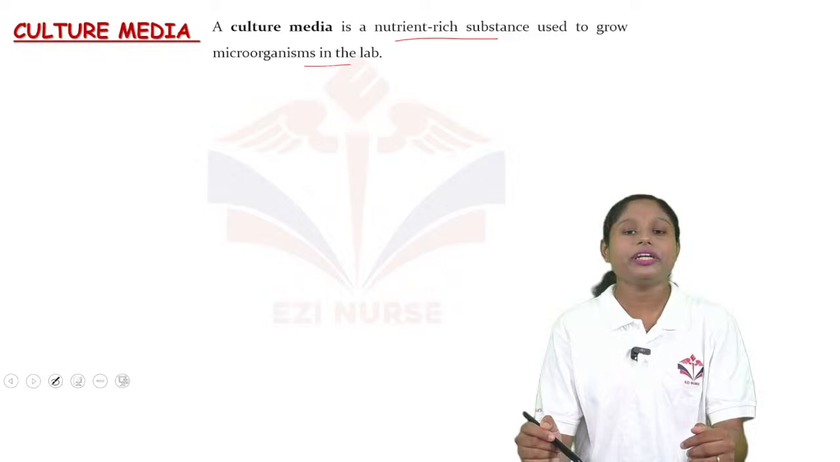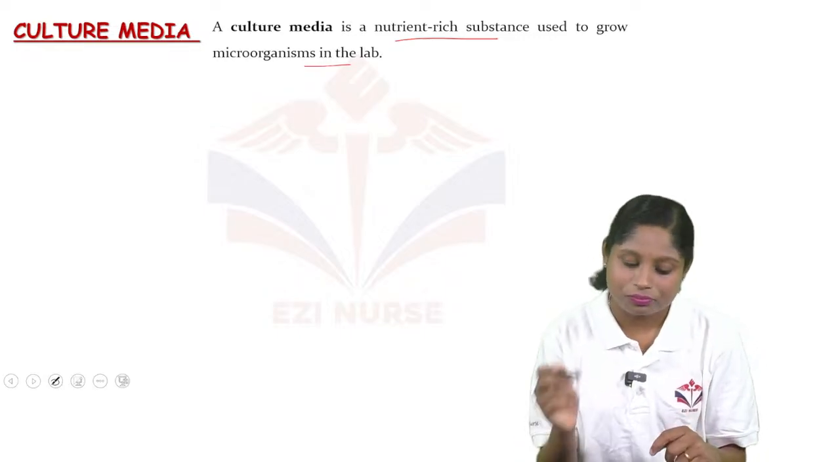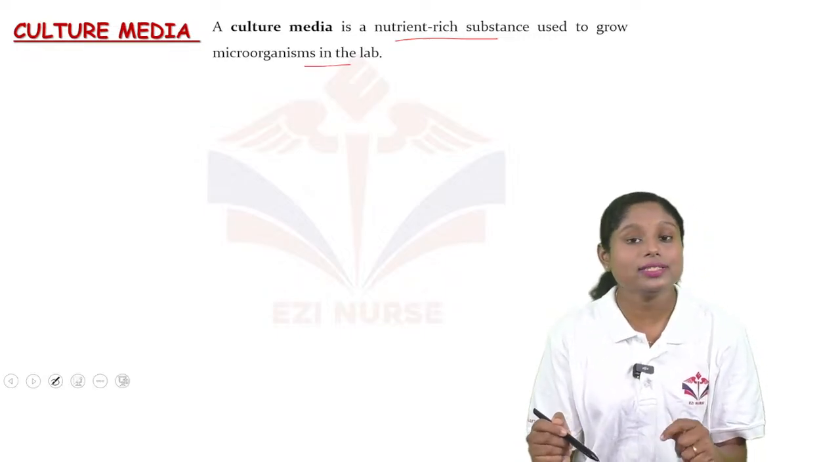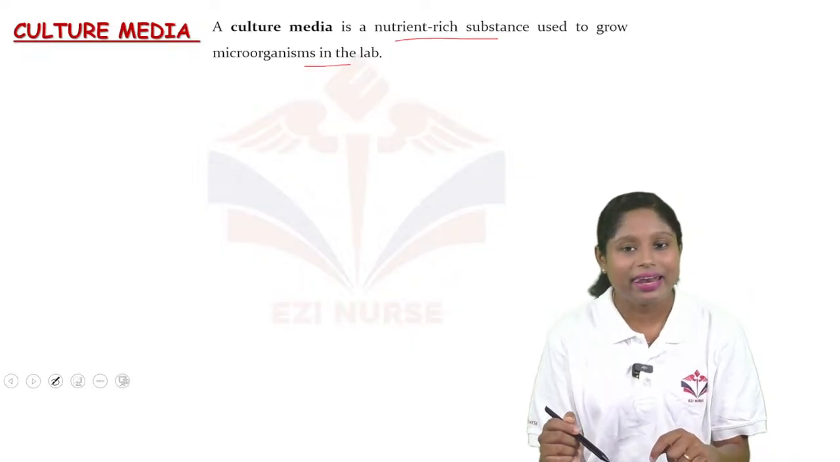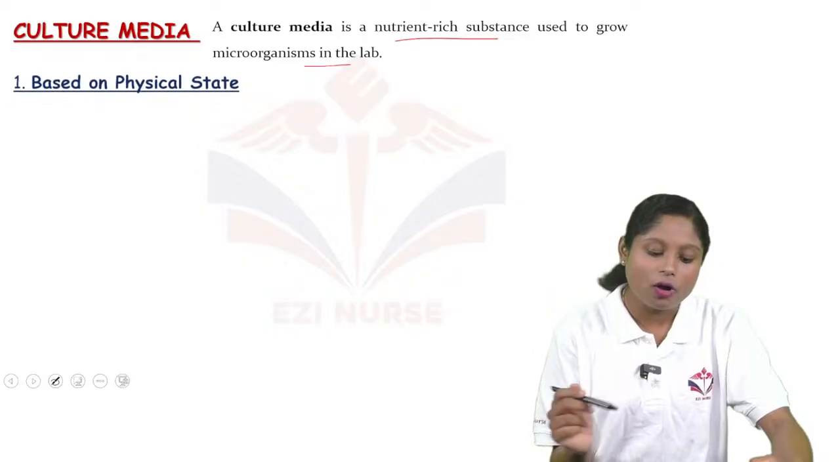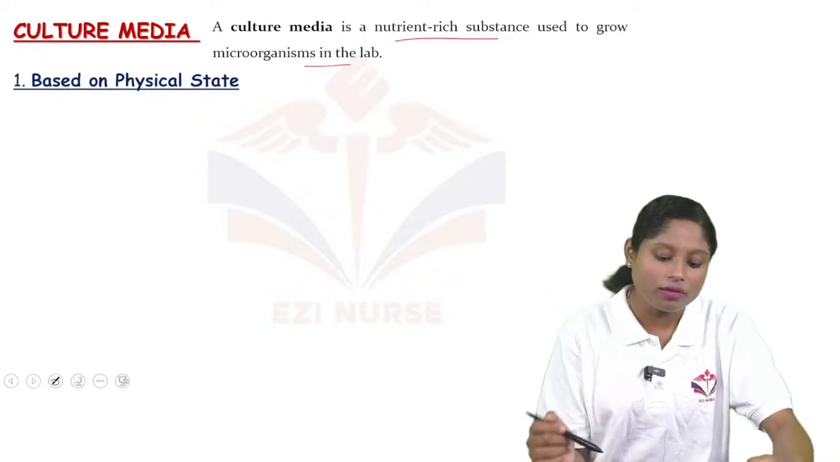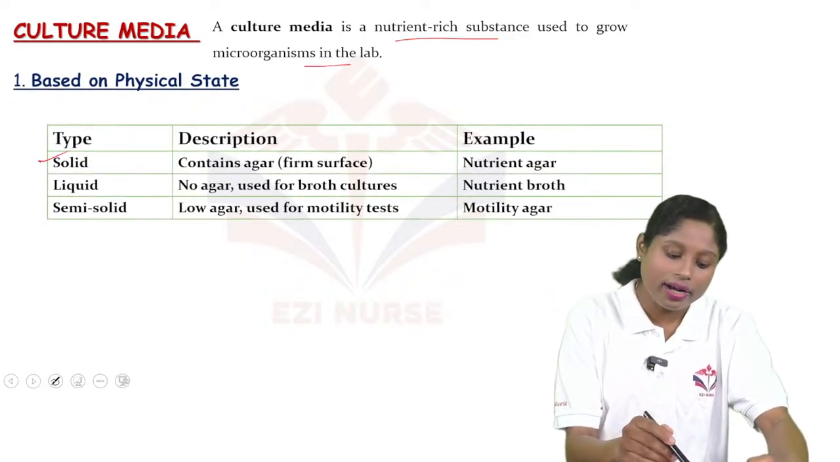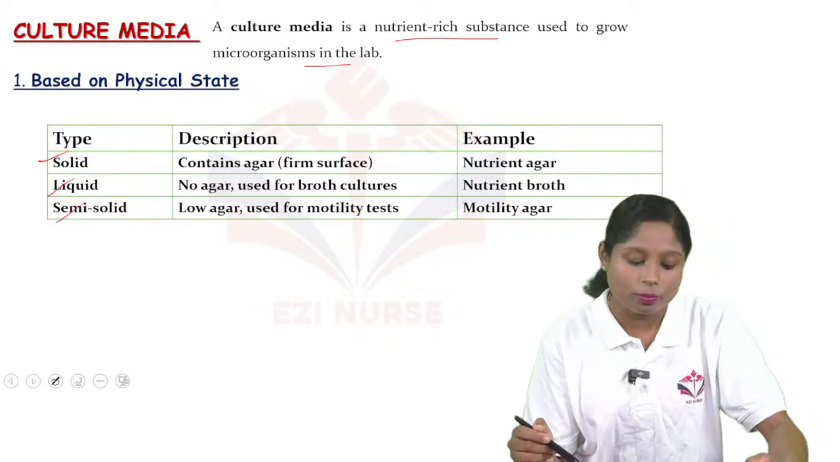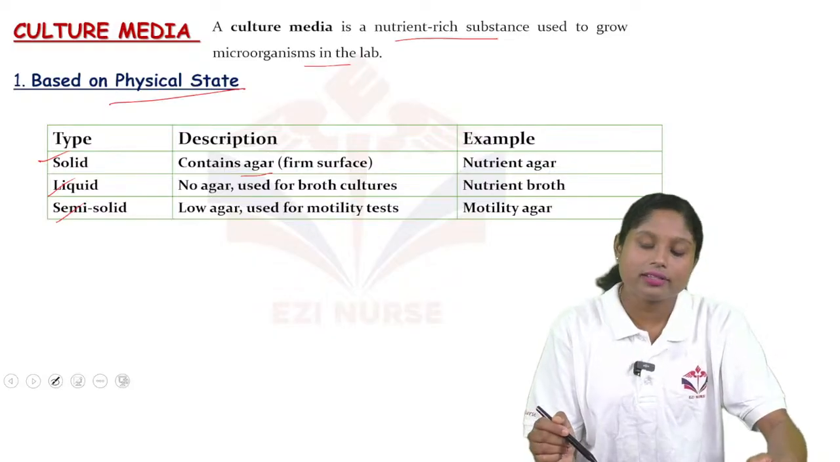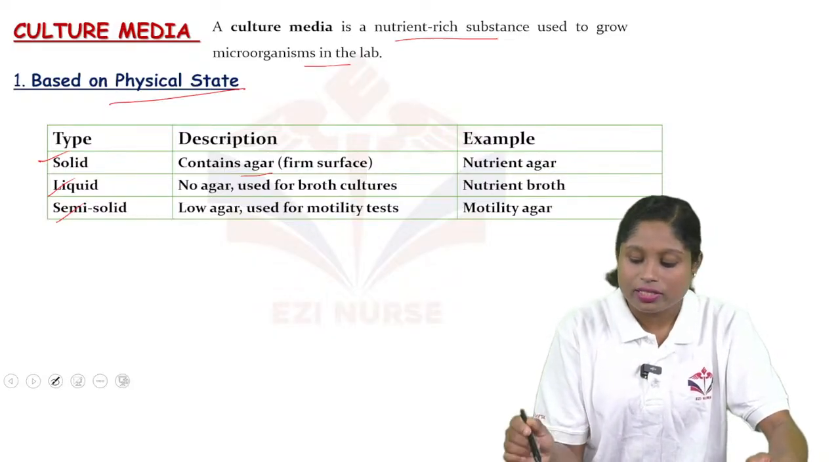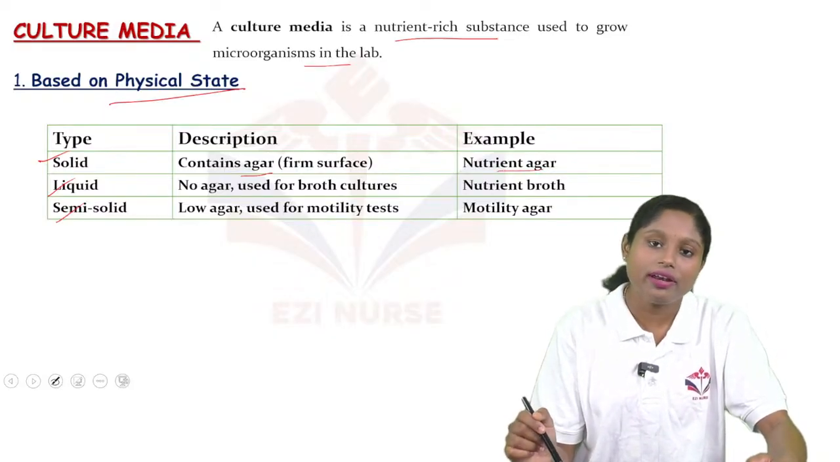So what is the culture media definition? Let's see again. A culture media is a nutrient-rich substance used to grow microorganisms in the lab. Now it is divided based on the physical state: solid, liquid and semi-solid. So what is solid? It contains agar. It's a firm surface and an example is nutrient agar.